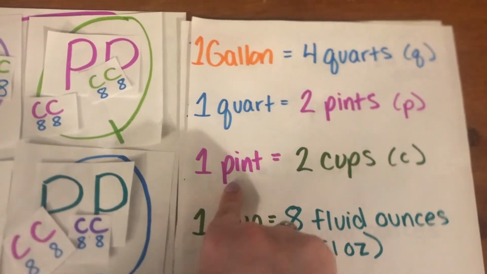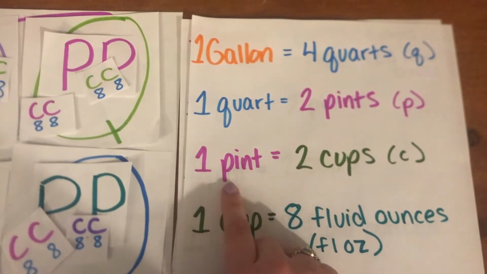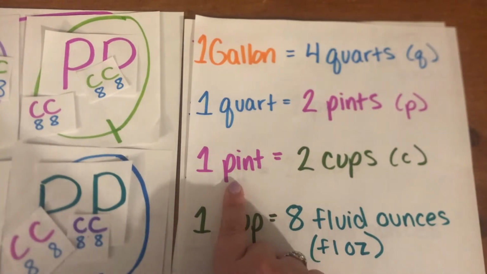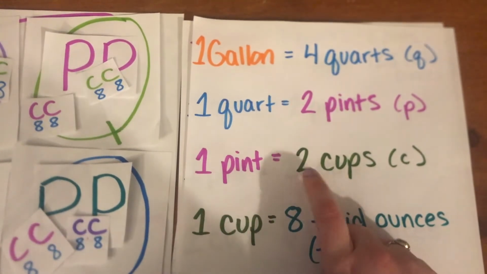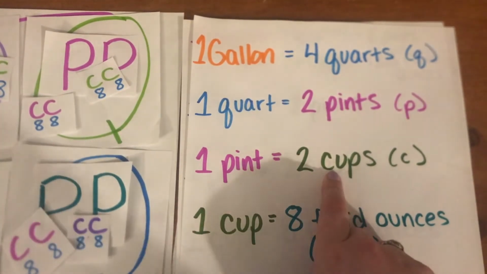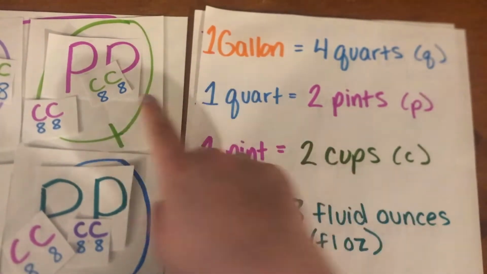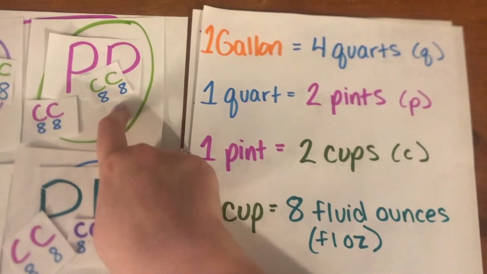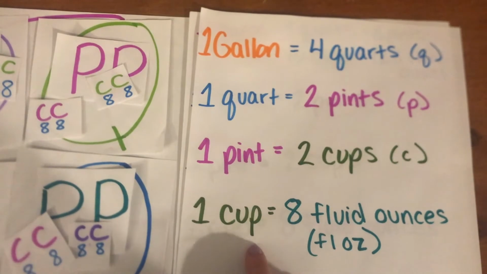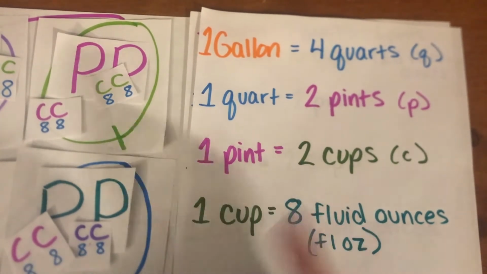Each prince or princess had 2 children. So that's to help you remember. Each pint, prince or princess, had 2 children, 2 cups. And how old were the children? They were all 8 years old. So 1 cup is equal to 8 fluid ounces.